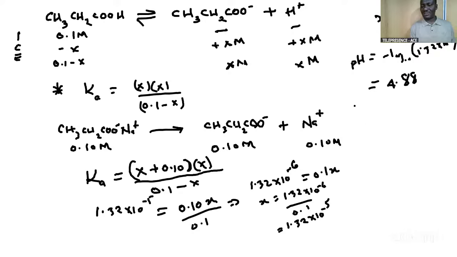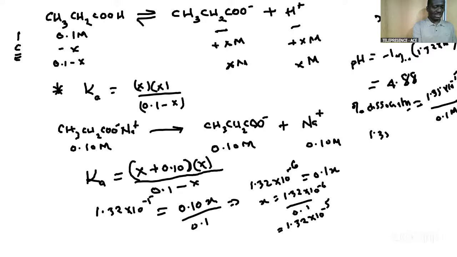Now, what is the percent dissociation? The percent dissociation in the presence of the salt will be equal to the amount dissociated, which is 1.32 times 10 to the power of minus 5, over what we started with, 0.1 molar, times 100. And of course, if that is carefully done, you're going to have 1.35 times 10 to the power of minus 2 percent. If you just multiply by 100, you're going to have 1.32, sorry, not 35, 32, please. It's 32, not 35, please. Let me use my eraser to clean that, please.